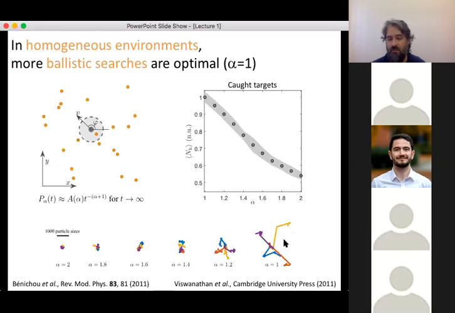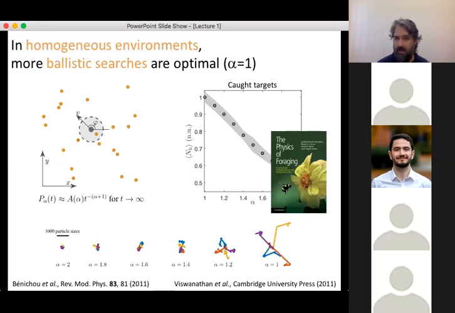You can see that, right? In the case of Levy flights, alpha equal 1, the area explored by the particle is much larger, so the particle will catch more targets. So you see that with alpha equal 1, you catch most targets. As you become more and more an active particle, you catch fewer targets. Okay, nothing surprising here.